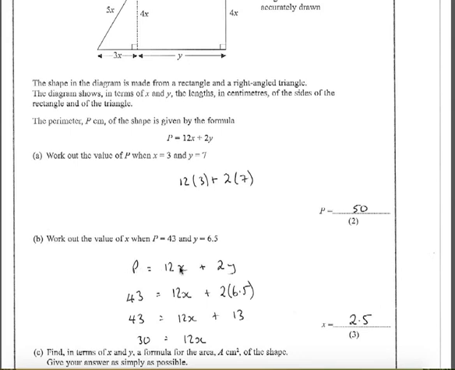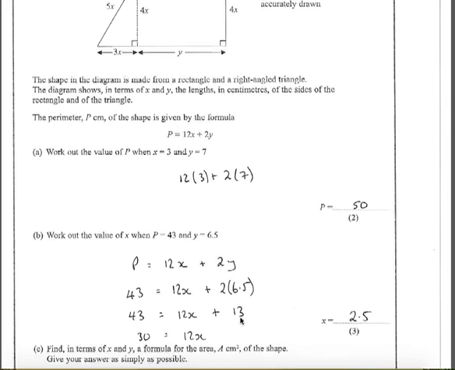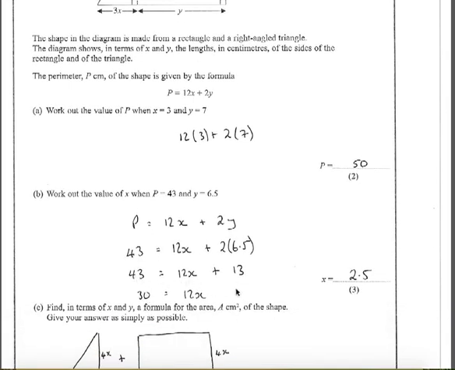So there's the equation that they've given you. All I've done is rewritten it from there. We know that p is 43, so I replace that with a 43. We know that y is 6.5, so I replace that. And the only thing left for me to find is the x here. So if I tidy up the rest of the equation, 2 lots of 6.5 is 13. So I've got a nice simple equation here. Move the 13 to the other side. So 12x's must be 30, so x must be 2.5.